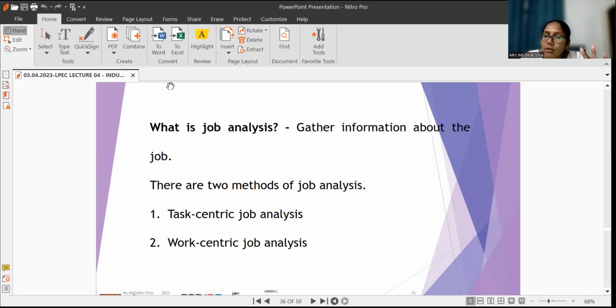Then the work-centric job analysis means they will decide the required minimum knowledge to be a lecturer. Initially they have said that in order to be a lecturer in the university, you have to earn a degree in the relevant field from a state university. So if I want to become a lecturer in the Department of Human Resource Management, I have to earn a human resource management degree from a state university. It's the minimum knowledge I require.